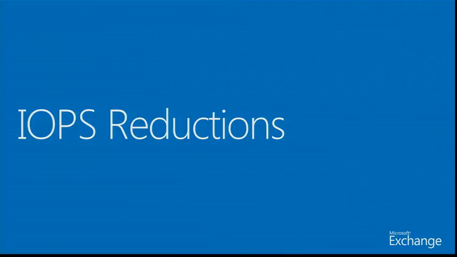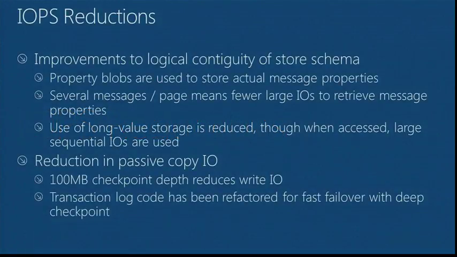Okay, let's talk about IOPS reductions, because again, this is significant. It's something that we continuously work on year after year, version after version, to try and get our IOPS down as low as they can be. So what have we done? Well, probably the biggest thing that we've done to give us the reduction in IOPS is we continue to work on the logical contiguity of the store schema.